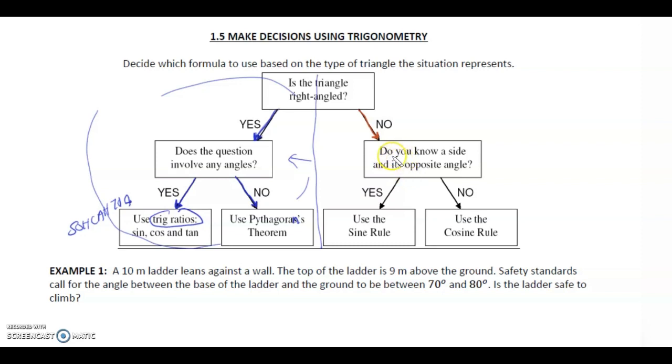Do you know a side and its opposite angle? In other words, do you know a matchup? If you know a matchup, which is a full ratio, for example A over sine A, the angle and the opposite side length, then we're going to use the sine law, the sine rule. And if not, then we use the cosine rule.